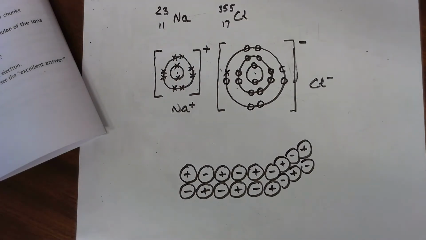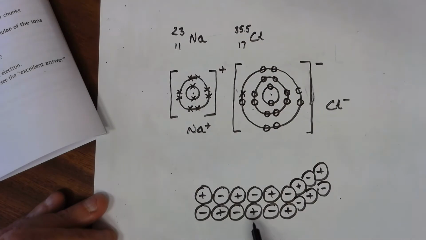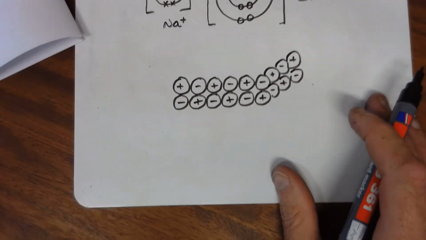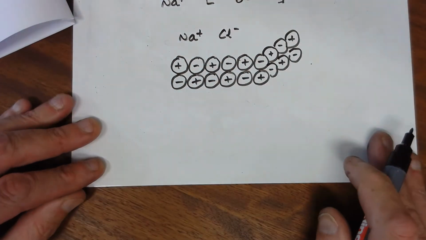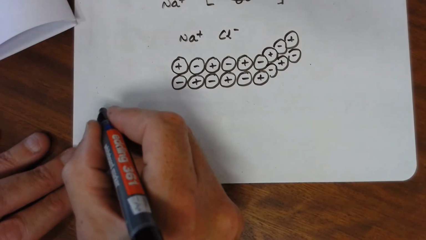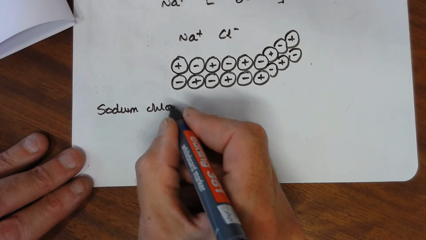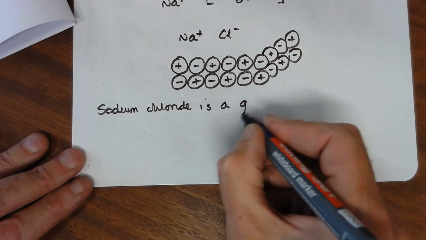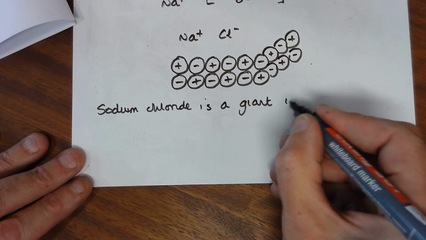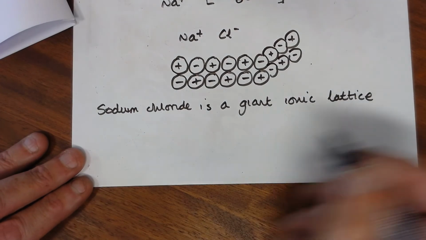Right, so what's the answer? Describe the structure and bonding of sodium chloride. Here's our picture. We have sodium ions and chloride ions, the positive, negative ions. So we can say sodium chloride is a giant ionic lattice. So that's our description of what it is. So what does it mean?